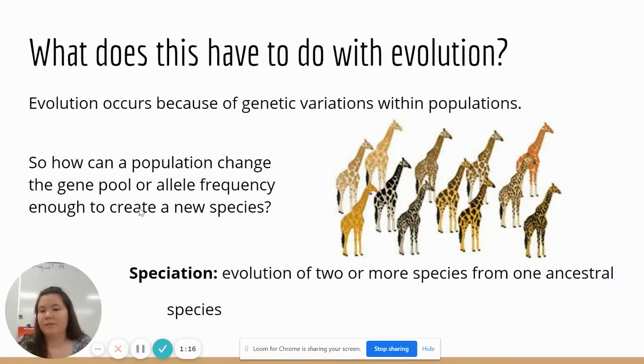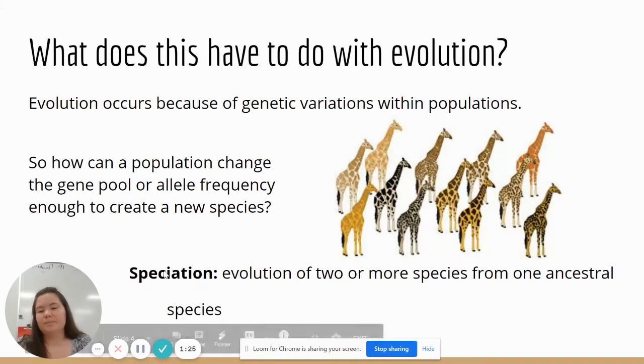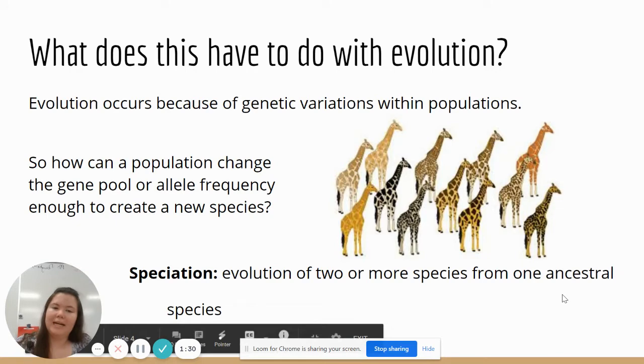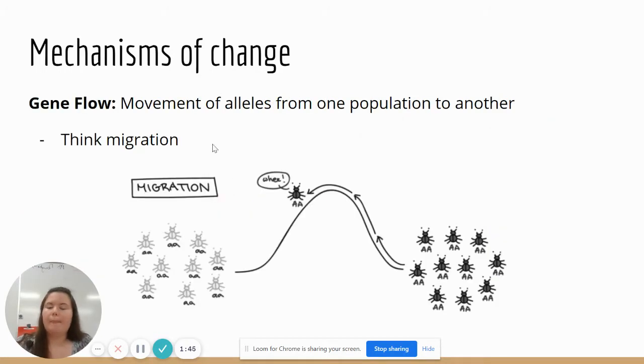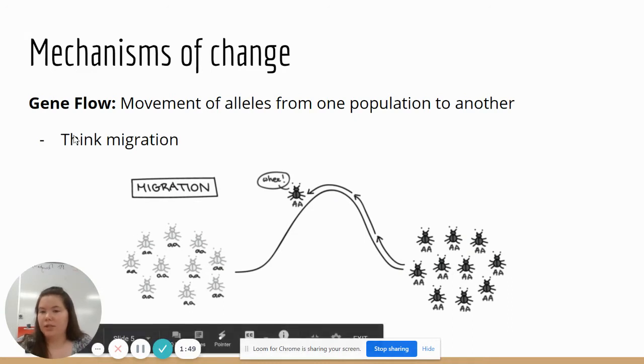So what does this have to do with evolution? Evolution happens because of genetic variation in the population. Different numbers of alleles and different amounts of each allele. So, speciation is an evolution of 2 or more species from one ancestral species. So you start with one and you form new species. But how exactly does that happen, and how does our gene pool or our allele frequency change enough to have a new species? So one way that your gene pool can change is through gene flow.